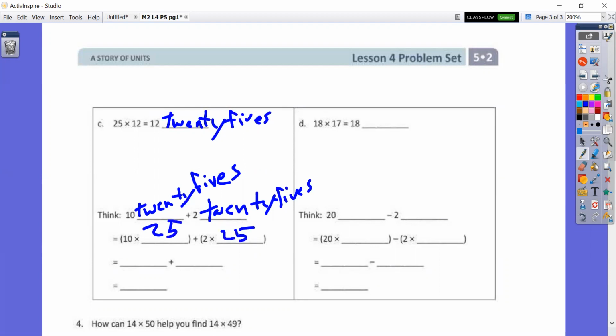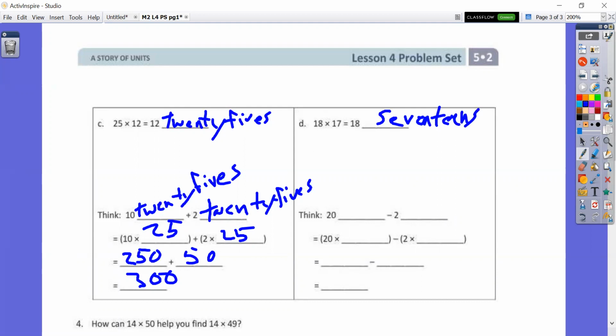So I'm already thinking 10 groups of 25 is 250, but we're going to add back 2 groups of 25, which is 50, so our answer should be 300. This is why I love mental math, using unit form to help us solve, and then using these strategies to make life easier. All right, 18 groups of 17, they want us to work with 18 17s.